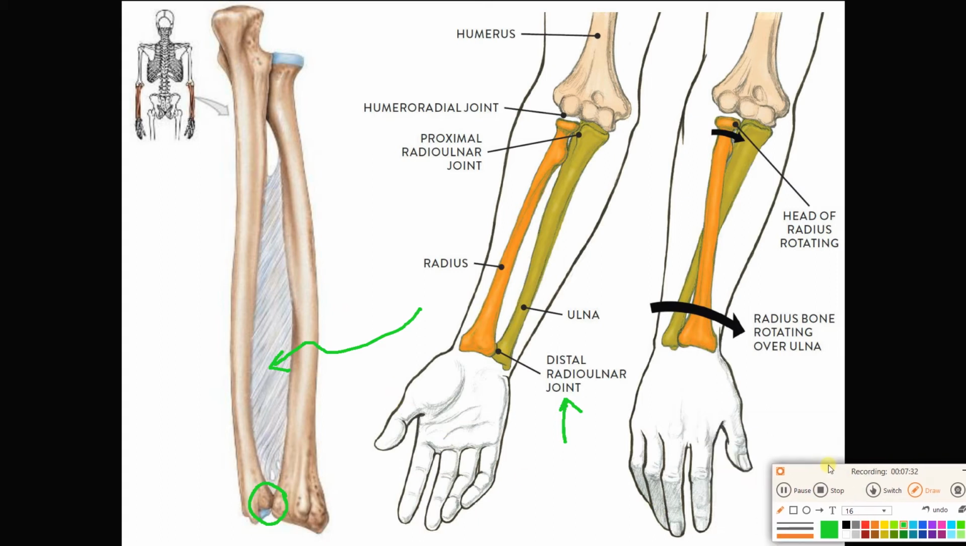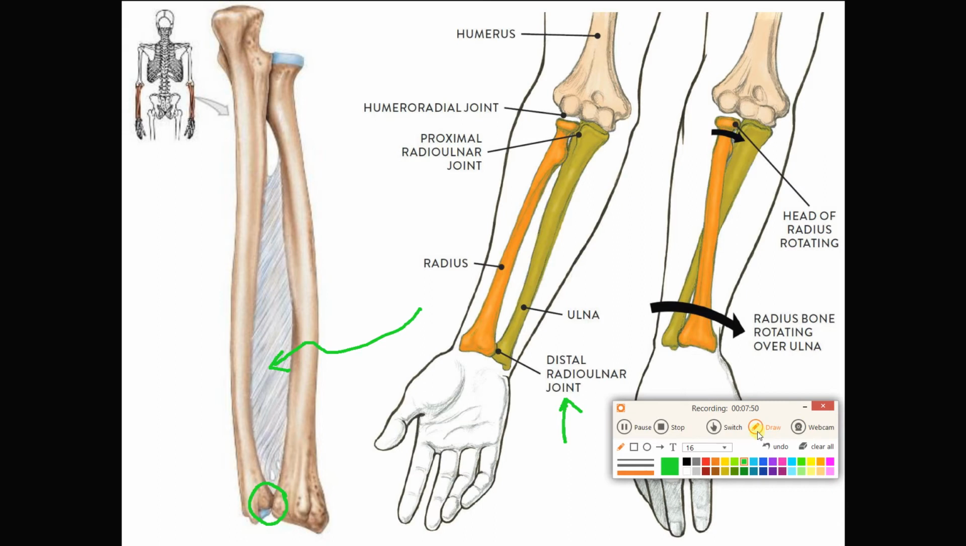And you are going to use this when you go from palms up to palms down. When you do that particular motion, which I am doing right now, and you can't see me doing that. So palm up, palm down, you're getting a little bit of movement at this distal radioulnar joint. Okay.